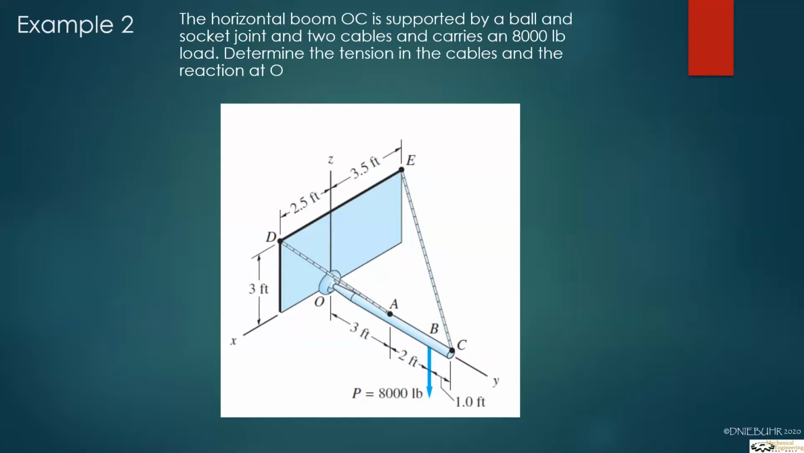So this point here at O is just a ball and socket. That means you just have an OX, OY, and OZ, but no moment. You have the tension AD and the tension CD. So first step, draw the vectors for AD and CD. You're going to create your tension vectors for that, knowing the directions.